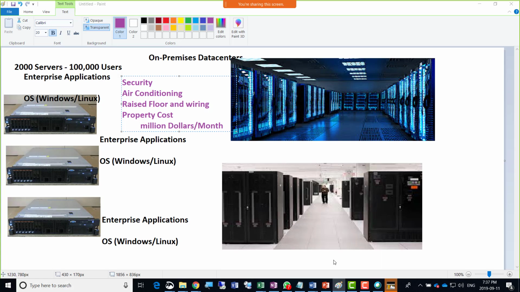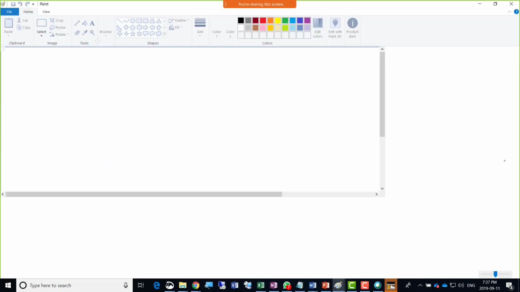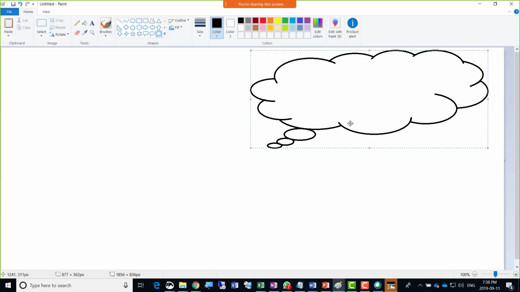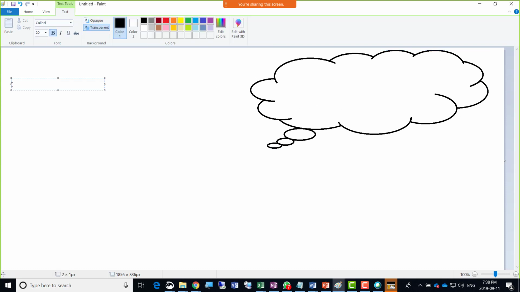Okay, so how about the companies do not have to spend on their on-premises local data centers? How about they rent somebody else's data center? So I'm just going to make a cloud here. It looks like a cloud, right? So here, Microsoft's data centers available across the globe.